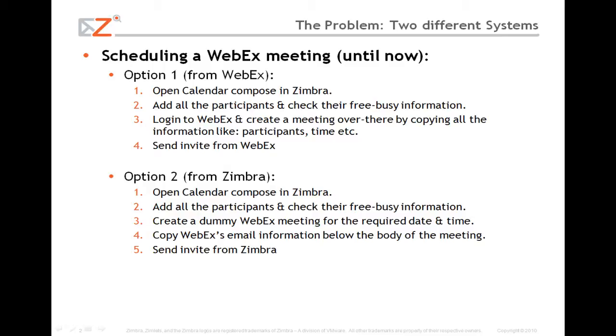The other option is you open Calendar Compose in Zimbra, add all the participants, check their free busy information, and then go to WebEx and create a dummy WebEx meeting for the required date and time. And once you get a WebEx email, you copy that email back in the Calendar Compose and then send a meeting from within Zimbra. And as you can see, it's not very flexible, and you might have to do it all over again if you have to modify the meeting.